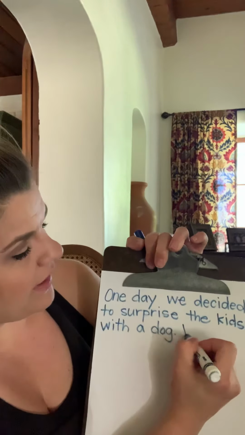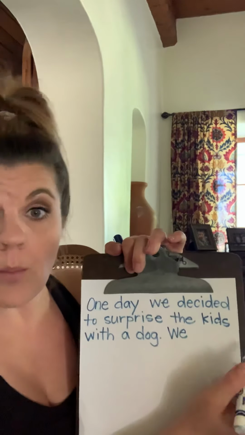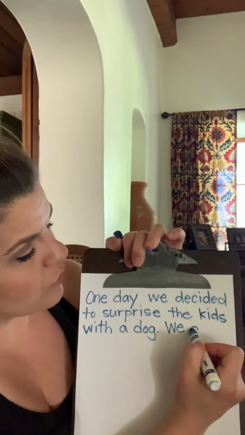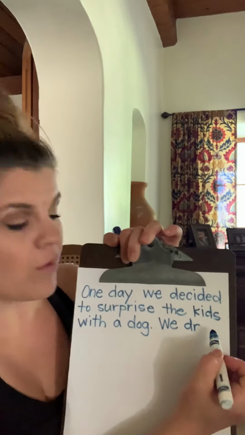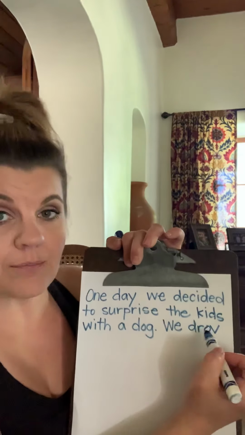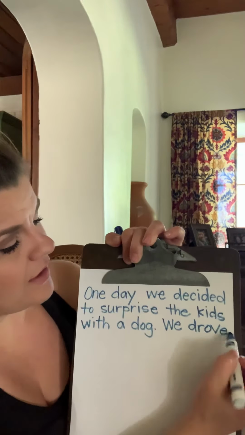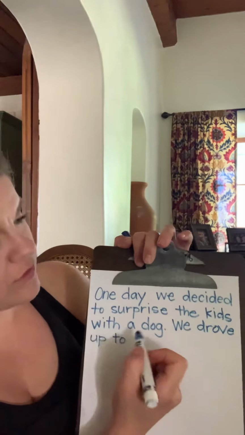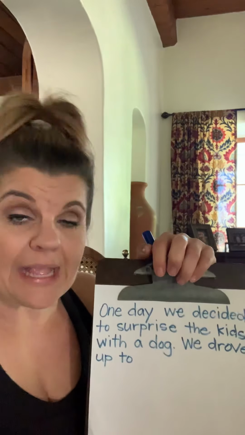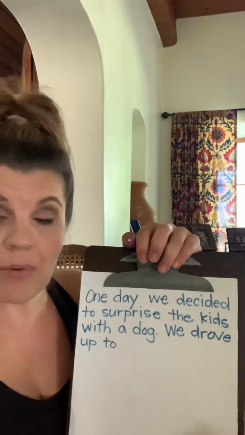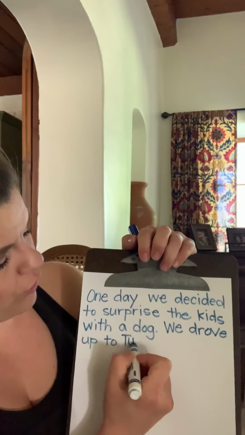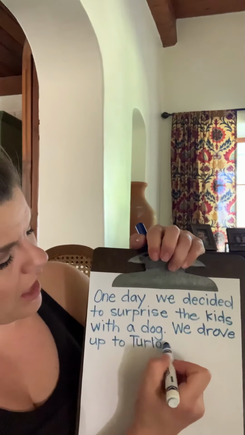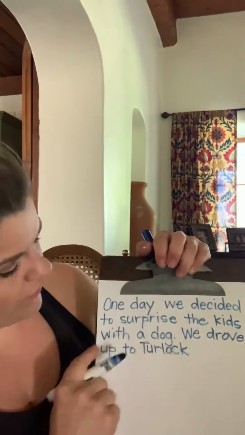So we, gonna start with an uppercase, we drove. Oh, there's a blend, D-R. Drove. Oh, and because it says O, we need Mama E at the end. We drove up to Turlock. And Turlock, whenever we write a name of a place, it always needs an uppercase. Turlock. We drove up to Turlock.